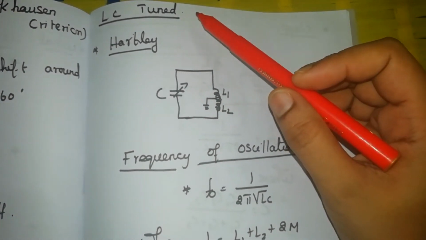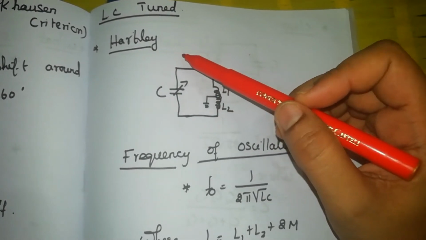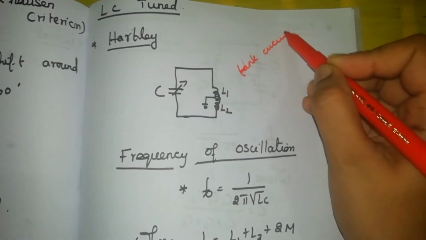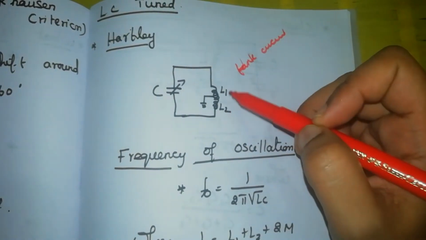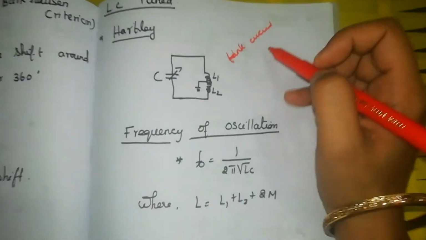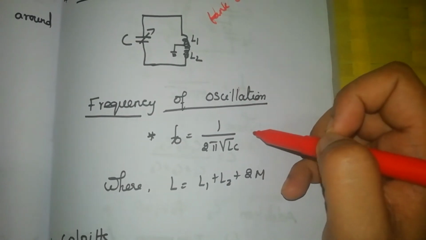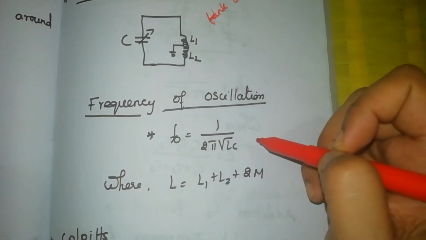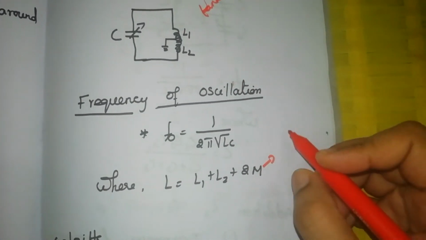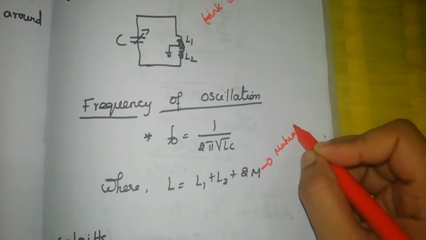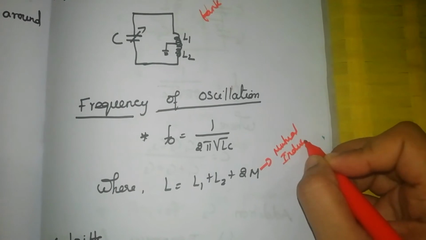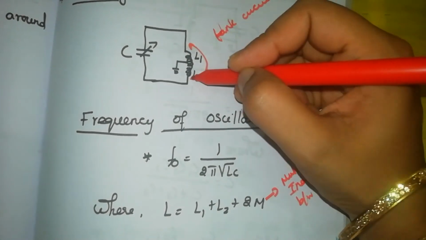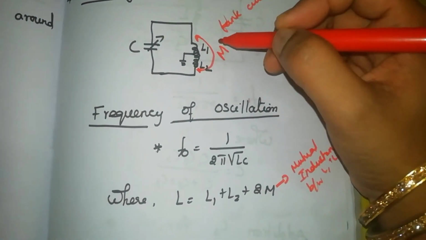So first we consider the LC tuned oscillator. First one is the Hartley oscillator, and this is the tank circuit. It consists of two inductors and one capacitor. So frequency of oscillation here is f0 is equal to 1 by 2 pi root LC, where L is equal to L1 plus L2 plus 2M, and this M is the mutual inductance between L1 and L2.